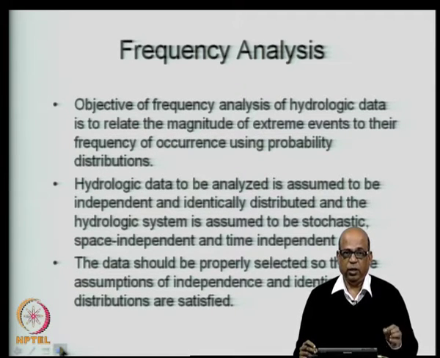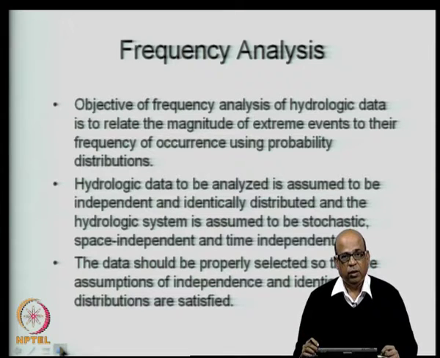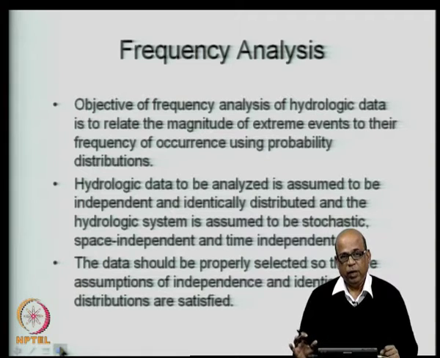For example, in one year the maximum value may have occurred during July, in another year it may have occurred during October, and these two may not have any relationship at all, and therefore, they can be safely assumed to be independent of each other. And therefore, when we are choosing the data for the frequency analysis, it is important for us to choose that particular type of data for which the assumption of independence can be made reasonably.